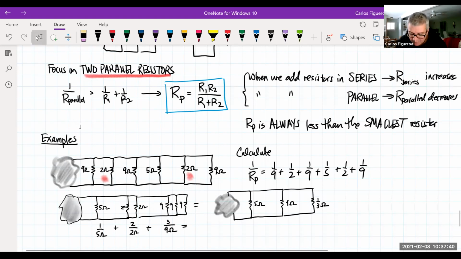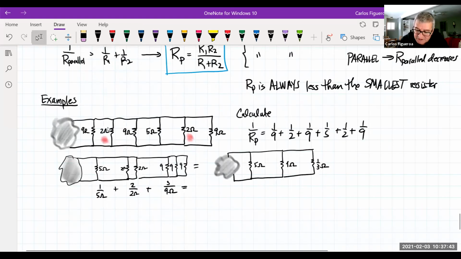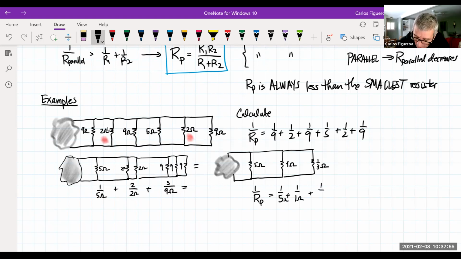So you can see that this final parallel resistive circuit is much easier if I calculate the parallel resistance as 1/5, 1 ohm, and 1/3 of an ohm. If I then do the calculation here, RP for this case gives you something like this. My point is not so much the numbers, but that you can move parallel resistors here.